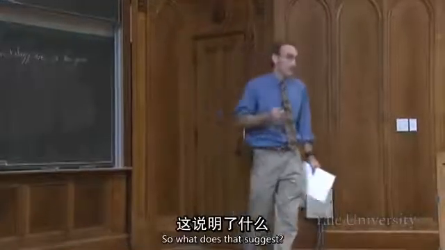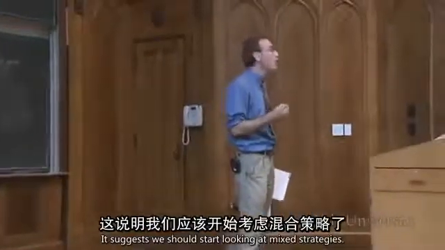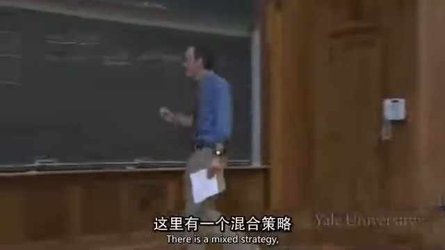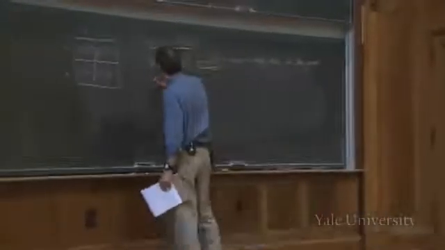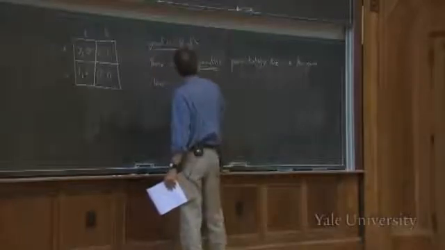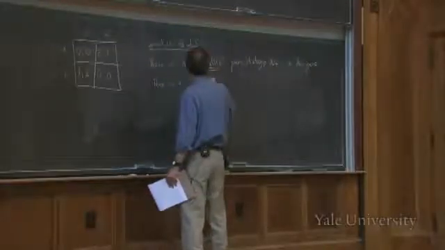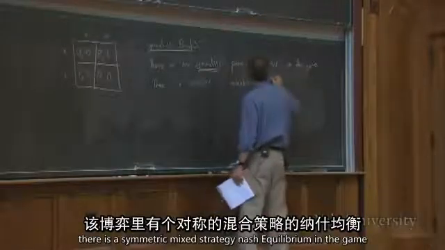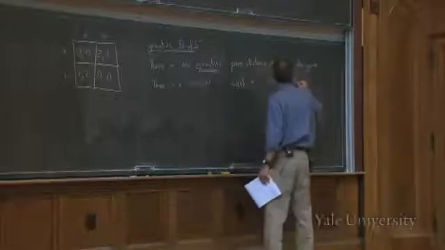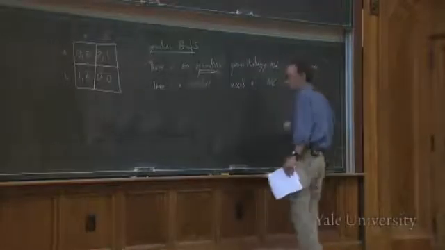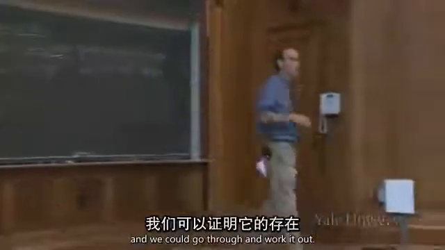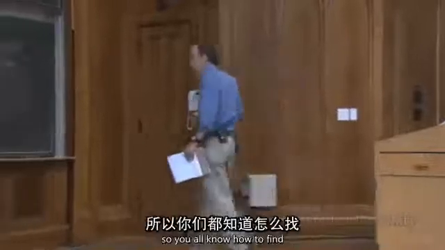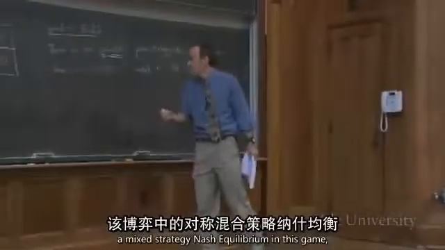So what does that suggest? It suggests we should start looking at mixed strategies. All right. There is a mixed strategy. Let's have the word symmetric first. There is a symmetric mixed strategy Nash equilibrium in the game. All right? And we could go through and work it out. We all know now, probably you've been laboring through the homework assignments, so you all know how to find a mixed strategy Nash equilibrium in this game.